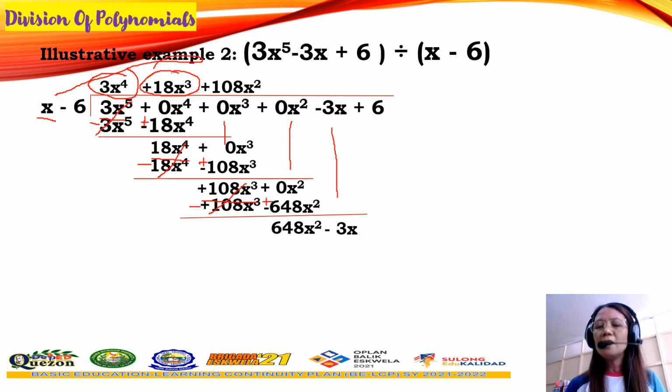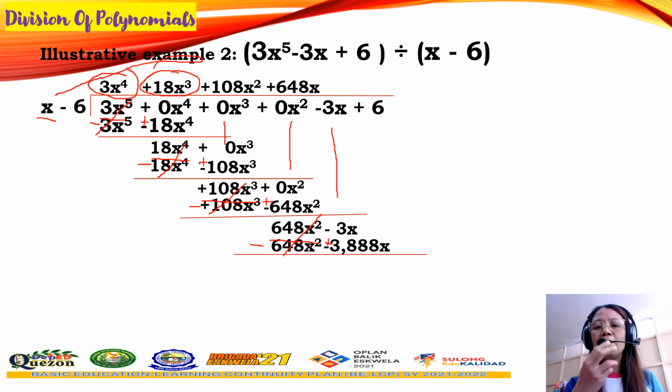Then bring down negative 3x. Divide ito ngayon. The quotient will be 648x. Then multiply. Multiply ulit. Then change the sign. Change the sign. Okay. Then cancel uli ito. Solve for the difference. Since pareho magkaiba sila ngayon ng sign, magsusubtract tayo. Negative 3x plus 3,888x is equal to positive 3,885x. Then bring down the last term 6.